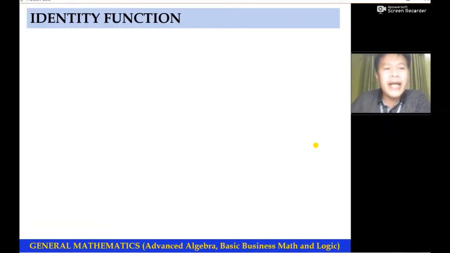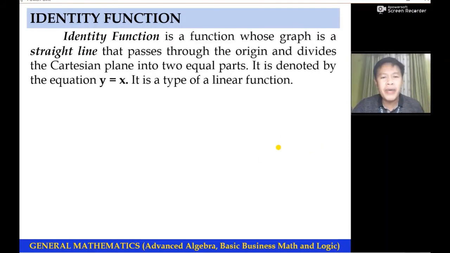Now, we will proceed with the identity function, and this is the second to the easiest function because we have only one example of this function. Identity function is a function whose graph is a straight line that passes through the origin and divides the Cartesian plane into 2 equal parts. It is denoted by the equation y is equal to x. It is a type of a linear function.